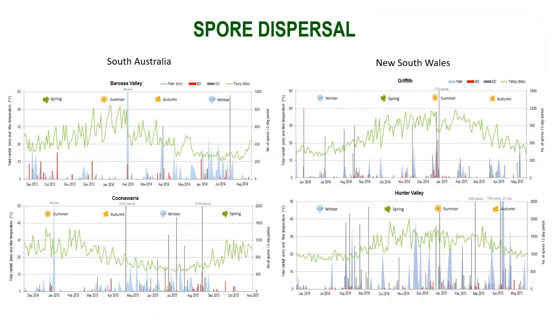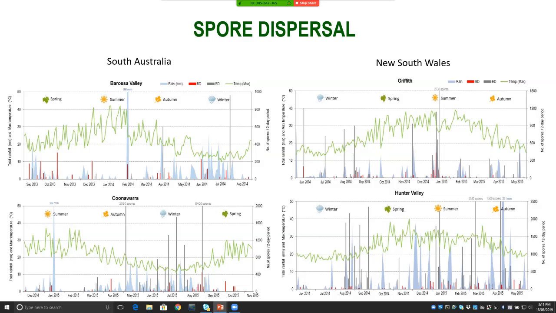So today, I'll just present the 1-year data that we collected from each location. The graphs on the left are those from South Australia, and the ones on the right from New South Wales. So just very quickly, I'll explain what this graph means. These green lines represent maximum temperature. These red bars represent Botryosphaeria dieback spores. These dark gray bars represent Eutypa dieback spores, and these blue peaks represent rainfall.